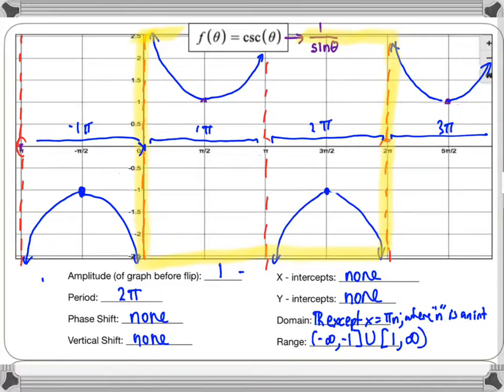All right, so that is cosecant in its parent form. Let's take a look at graphing it and shifting it around and doing all that good stuff. So see you in the next video.